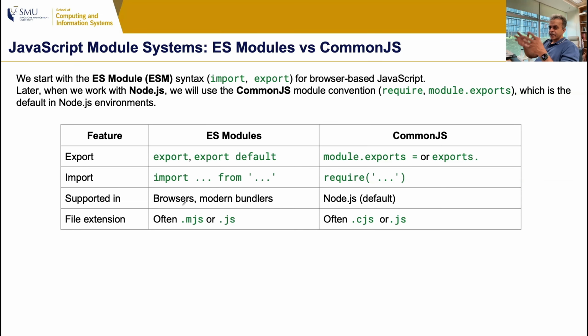It's actually a language feature. So it's not something that is built on top of the language using functions as it is done in CommonJS, but it's actually a language feature. So for that reason, it actually works quite a bit better. But Node.js uses CommonJS, and we will be using CommonJS in this course.